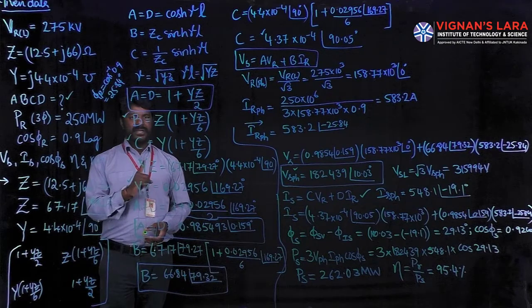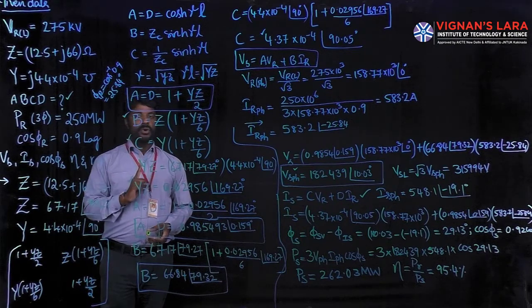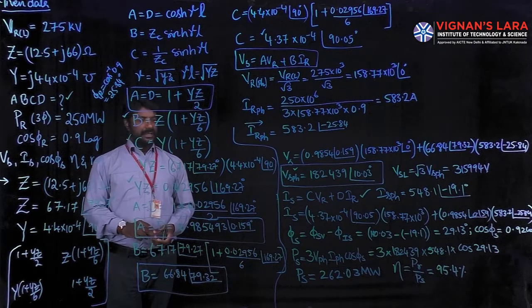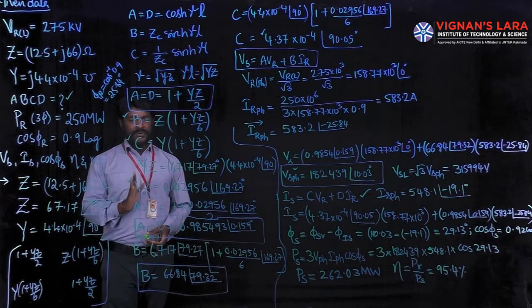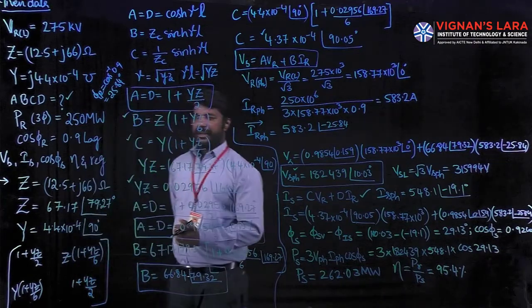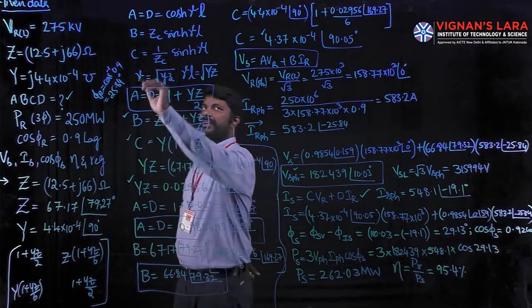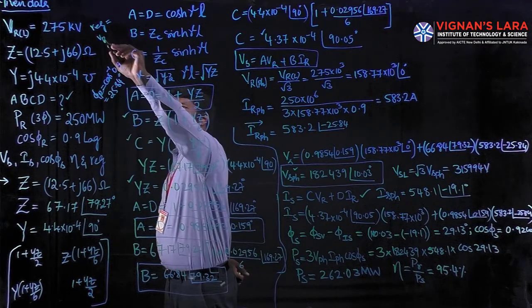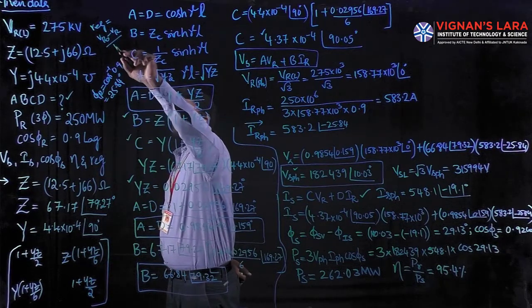And only one bit is left over, that is the no load voltage. What is the purpose of the no load voltage here? The no load voltage is very important to find out the regulation. We all know the regulation formula. What is the formula for the regulation? Regulation is equal to VR0 minus VR, divided by VR.